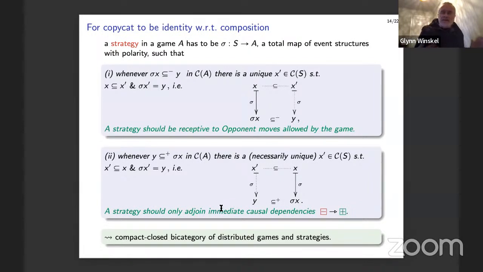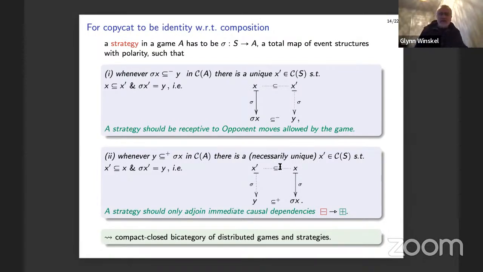And another way of saying that, which is perhaps going to be more relevant in the future, is that the strategy can adjoin causal dependencies, but the only extra causal dependencies it can adjoin are ones of the form: a player event depends on an opponent event. Other causal dependencies will block the retraction upstairs here.